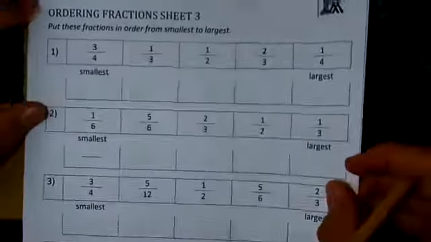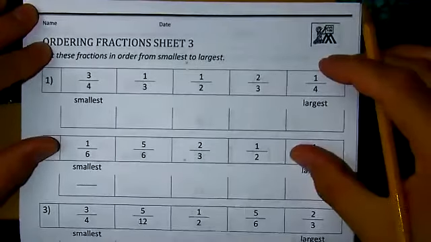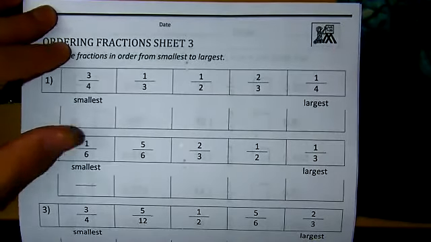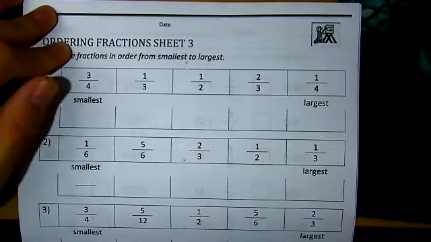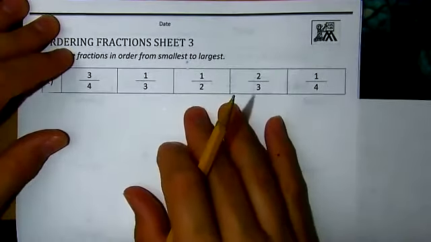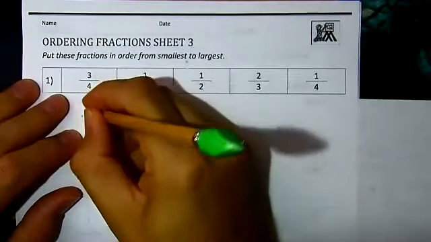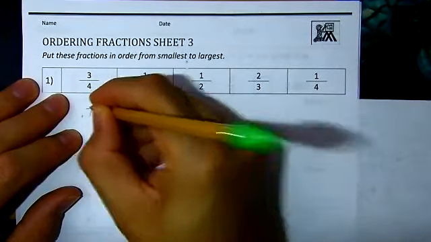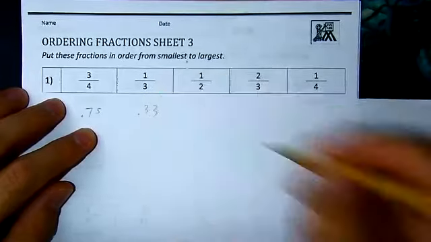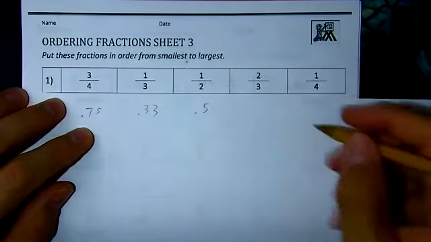So we're going to start with some easy ones. They just want these 5 fractions ordered from least to greatest. We just did 3/4, so if you look at your paper, you'll see that that was just 0.75. We just did 1/3. If you look at your notes, that was 0.33. We just did 1/2. That was 0.5. We haven't done 2/3 yet.